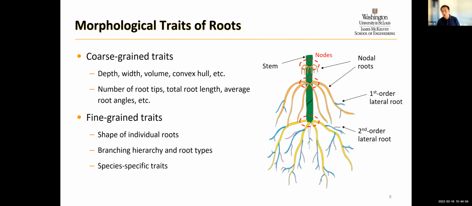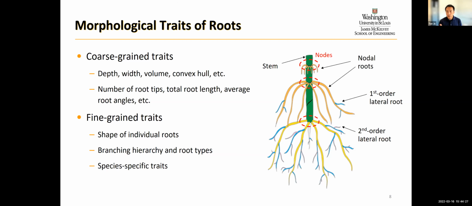For example, corn roots have these nodes where the roots are growing from the stem. So they don't just grow anywhere on the stem. They usually cluster around these discrete locations called nodes. And there are other roots that have nodules on the ground for fixing nitrogen, and different types of root features. And so those are quite specific to different species.